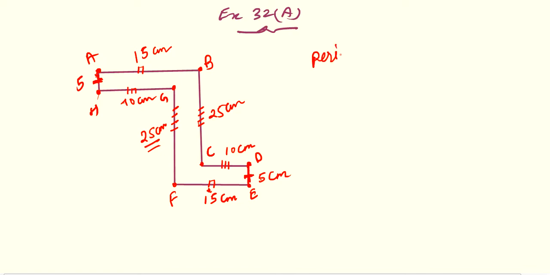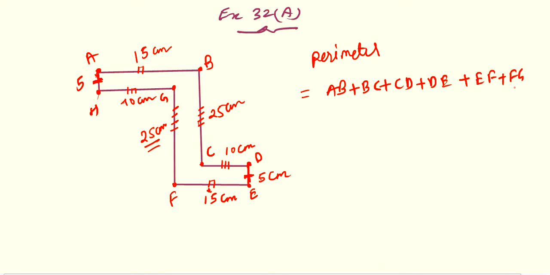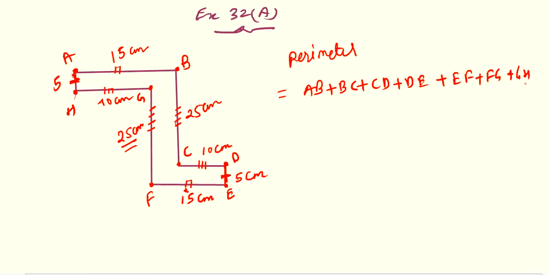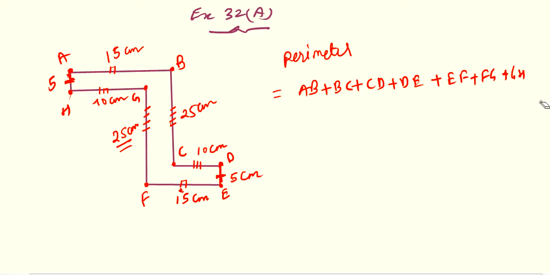So perimeter equals the sum of sides. So AB plus BC plus CD plus DE plus EF plus FG plus GH and in the last HA.